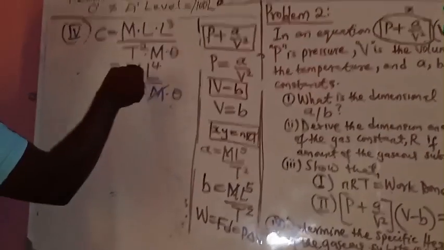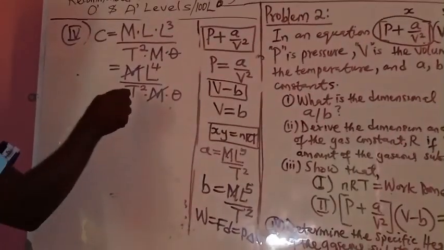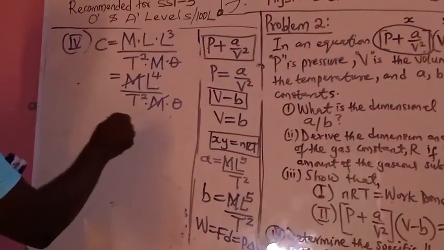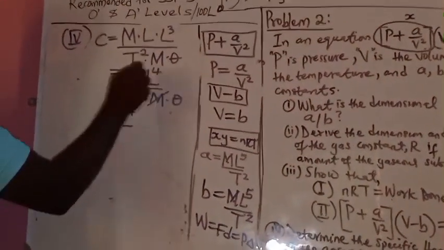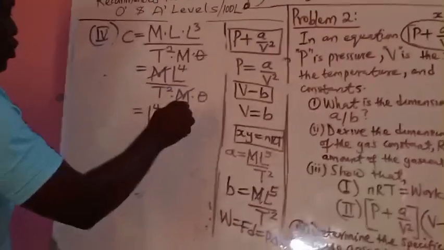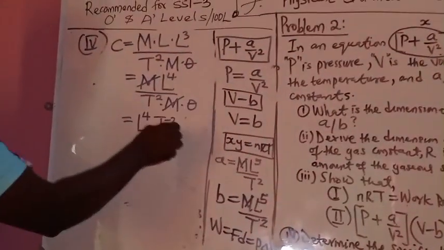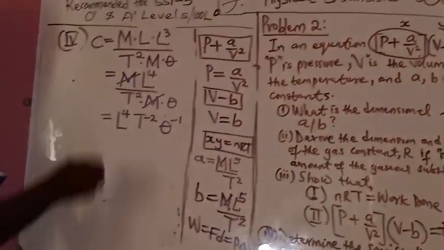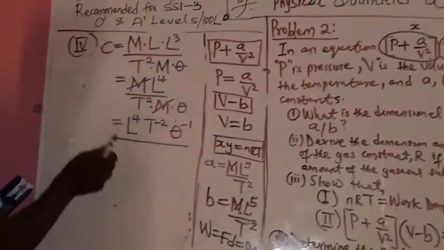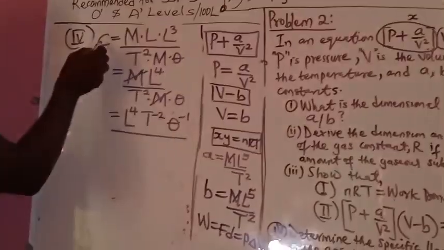So this M cancels this M. Okay, so we have L raised to the power 4. M does not exist. T goes up as T power minus 2. Then theta power minus 1, which we take up. This is what the dimension will look like. So the dimension for specific heat capacity is this.